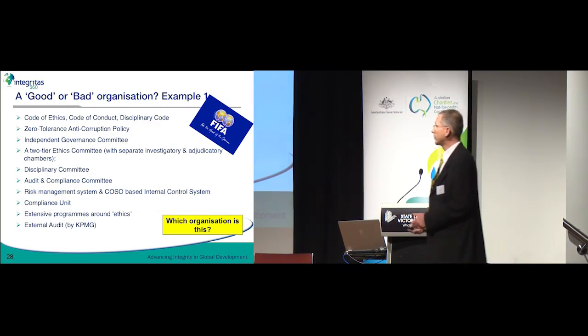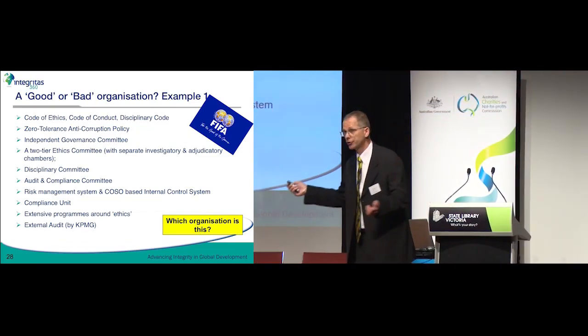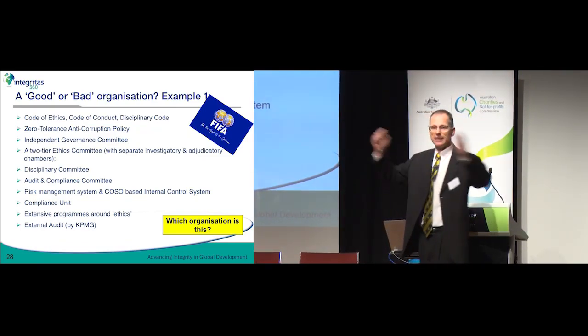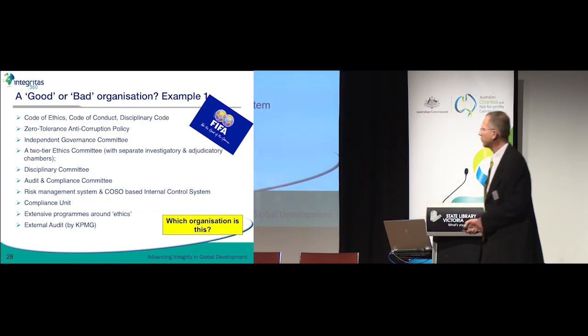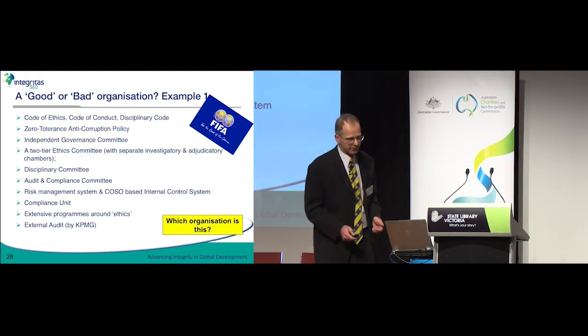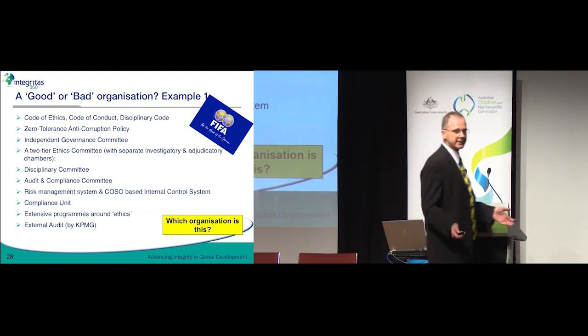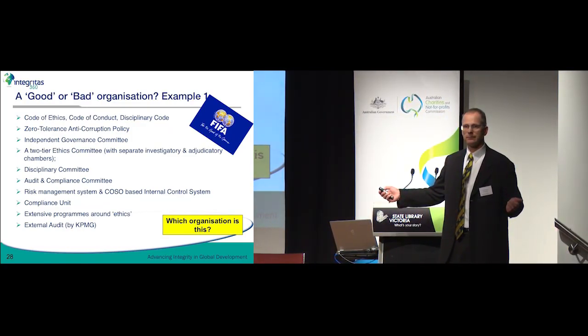Disciplinary committee, audit and compliance committee, risk management system, and a COSO-based internal control system, and COSO is the world's best internal control system, followed by your own compliance unit and extensive programs around ethics, and you are externally audited by KPMG. Who is this organisation? Any guesses? What would you think of this organisation? I'd be giving my money to them.